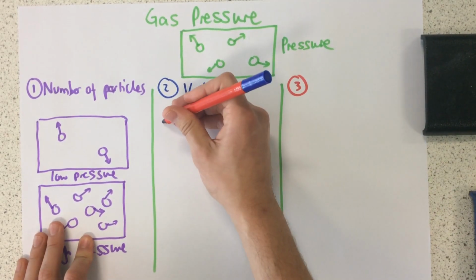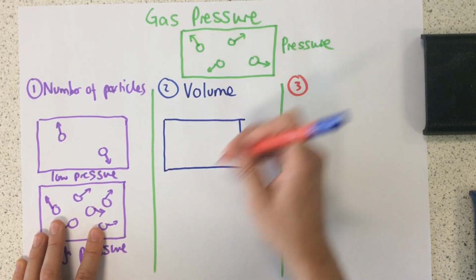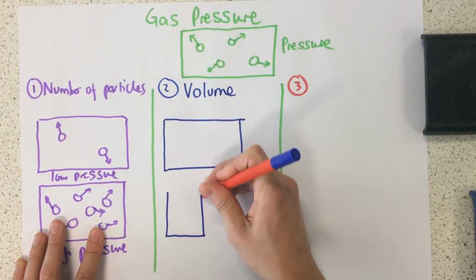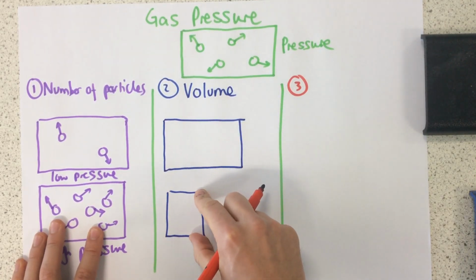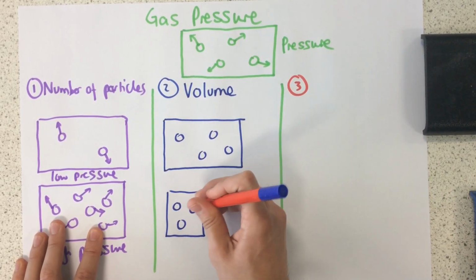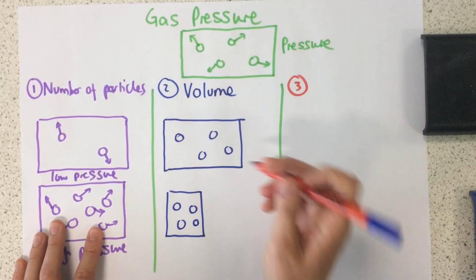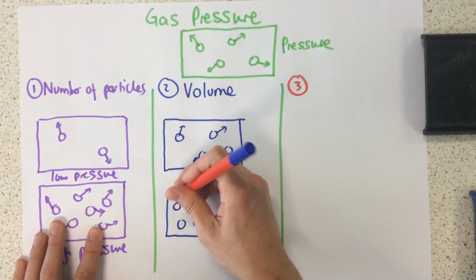So again, let's have a look at 2 different examples. The top one, we've got quite a large volume compared to the bottom one. So let's make sure we've got the same number of particles in both different situations to keep it fair. Now, which one is going to have a higher pressure this time?